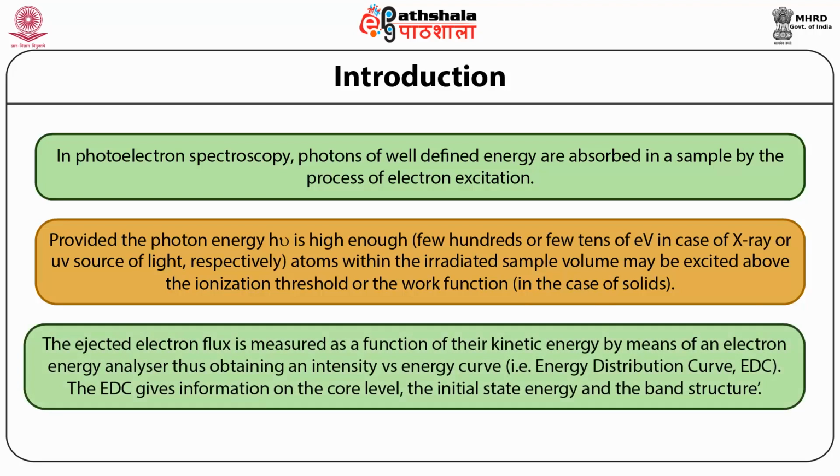The ejected electron flux is measured as a function of their kinetic energy by means of an electron energy analyzer, thus obtaining an intensity versus energy curve, that is the energy distribution curve, commonly known as EDC. The EDC gives information on the core level, the initial state energy and the band structure.